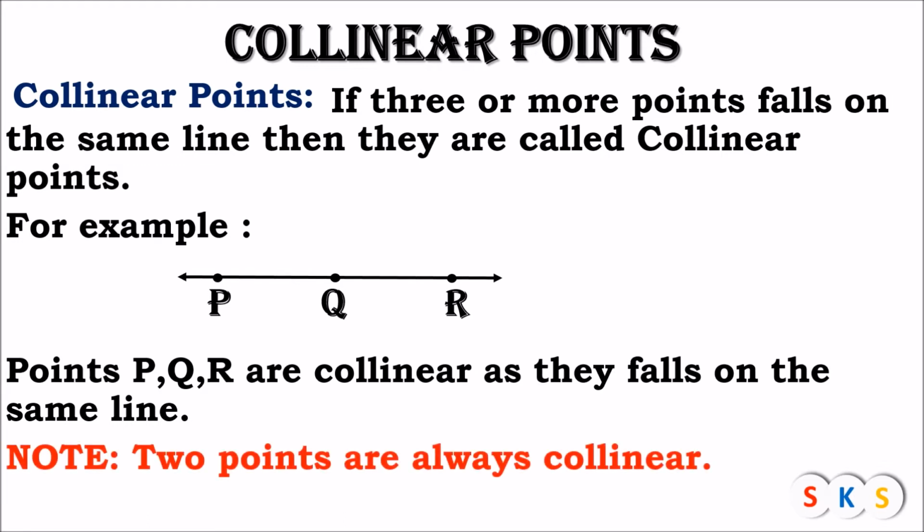Make a note, 2 points are always collinear, because if we join any 2 points on a plane, they will fall on a single line. Hence 2 points are always collinear.